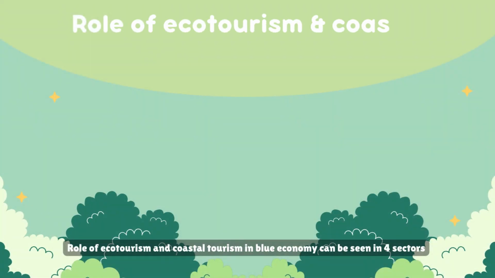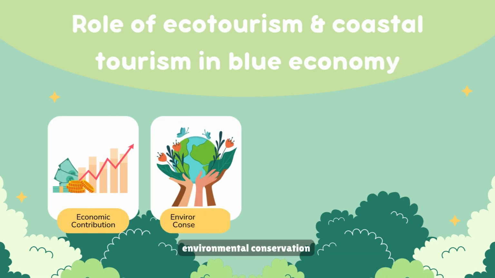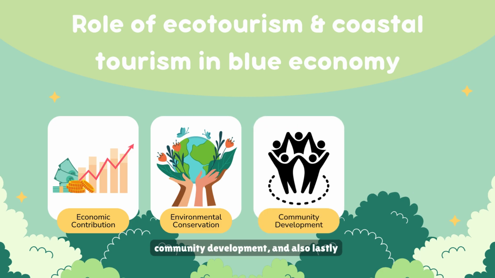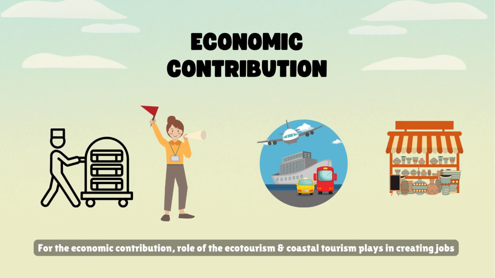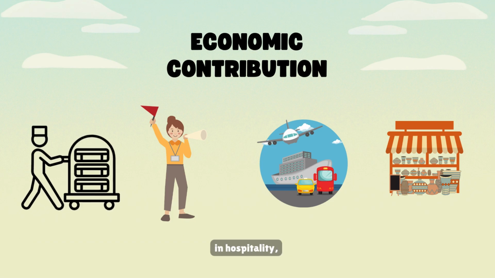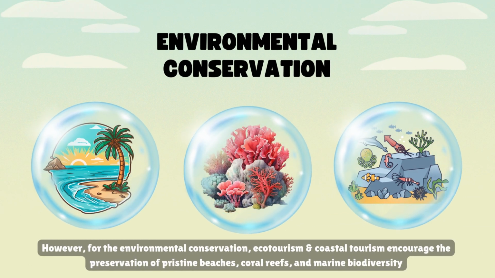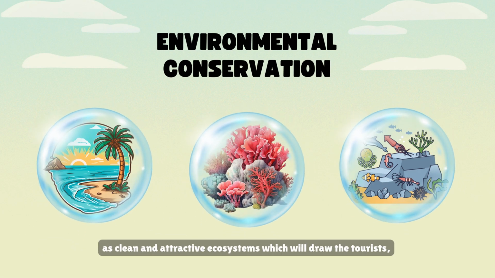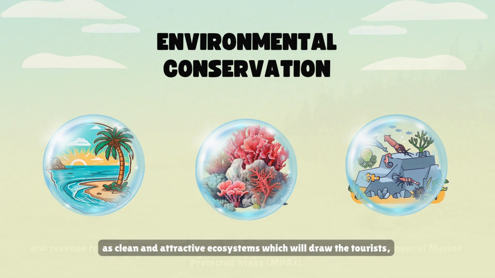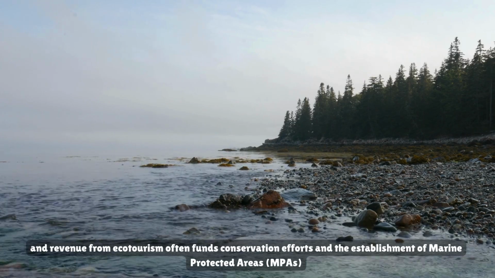The role of ecotourism and coastal tourism in the blue economy can be seen in four sectors: economic contribution, environmental conservation, community development, and lastly, education. For the economic contribution, they play a role in creating jobs in hospitality, tour guiding, transportation, and local crafts industries. For environmental conservation, they encourage the preservation of pristine beaches, coral reefs, and marine biodiversity as a clean and attractive ecosystem which will draw the tourists. Revenue from ecotourism often funds conservation efforts and the establishment of marine protected areas.